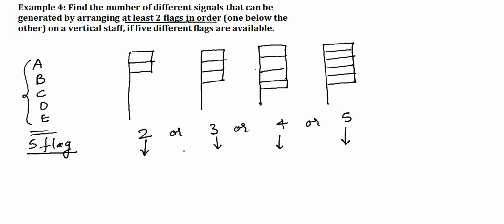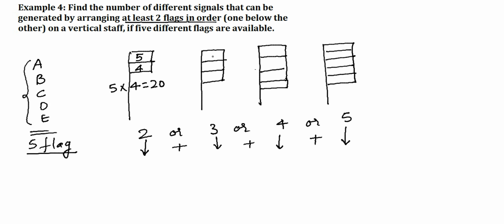And since all the signals can be taken, therefore we are going to add them. By the fundamental principle of addition, whenever OR comes, this means that we have to add. Okay. So the job of arranging two flags can be done in how many ways? 5 ways for the first flag, 4 ways for the second flag. That will be equal to 5 into 4. By applying the fundamental principle of counting, that will be equal to 20.